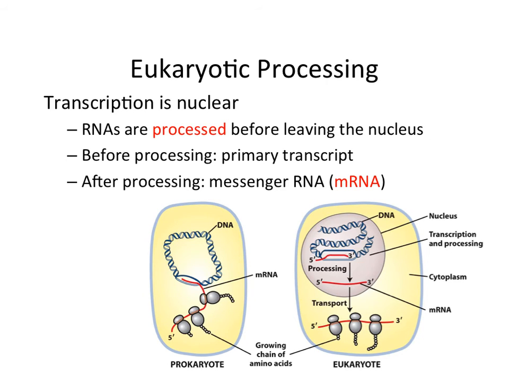So initially, key point here, upon transcription, we've got the transcript. We call it the primary transcript before all of these events happen. After splicing, capping, and polyadenylation, tailing, we refer to that finally as the messenger RNA. So there's a difference between primary transcript and mRNA, or messenger RNA. And that difference is, has it been processed yet or not?